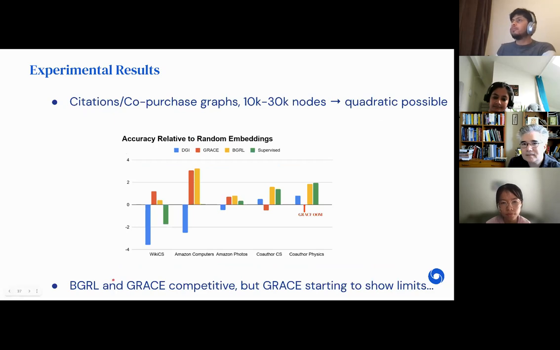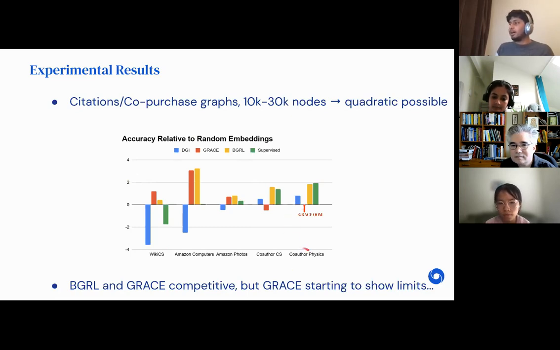Right. Okay, so we're going to start with some of the smaller datasets, which have between 10 to 30,000 nodes. They're small enough that the quadratic objective is feasible to compute. So Grace is mostly able to be run on these easily. Zero is the performance of randomly initialized embeddings. We're comparing DGI, Grace, BGRL, and fully supervised. We see that most of the time, Grace and BGRL are both competitive with each other as well as supervised learning. So they perform quite well on all of these datasets.